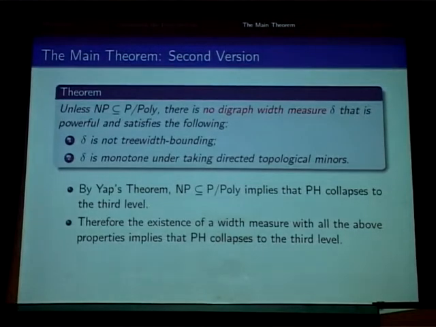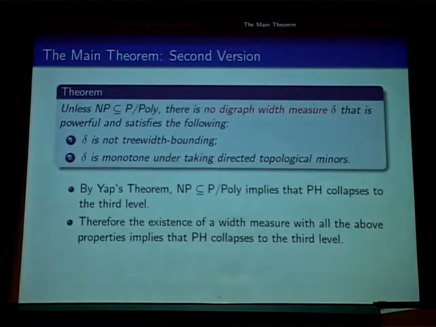So you've shown that NP is contained in P/poly, and because this implies that PH collapses to the third level, you can just say that the existence of such a width measure implies that the polynomial hierarchy collapses to the third level. Okay, so this is our strengthening of our main theorem, which is not there in the proceedings.